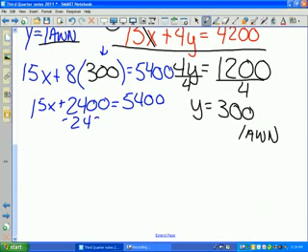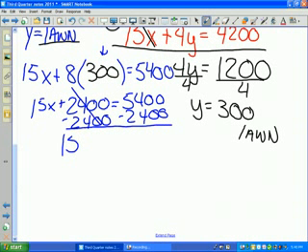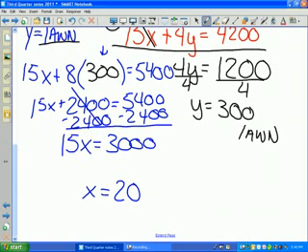Then I have to subtract the 2,400 because I'm trying to get my x by itself. So they cancel out, which gives me 15x equals 3,000. If 15x equals 3,000, that means x equals 200. The reason why I got that is because I had to divide both sides by the 15 in order for me to get x by itself.